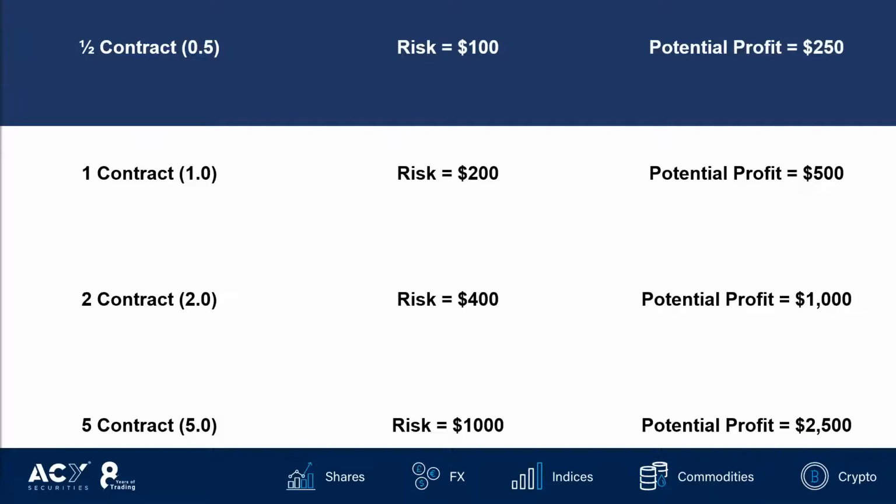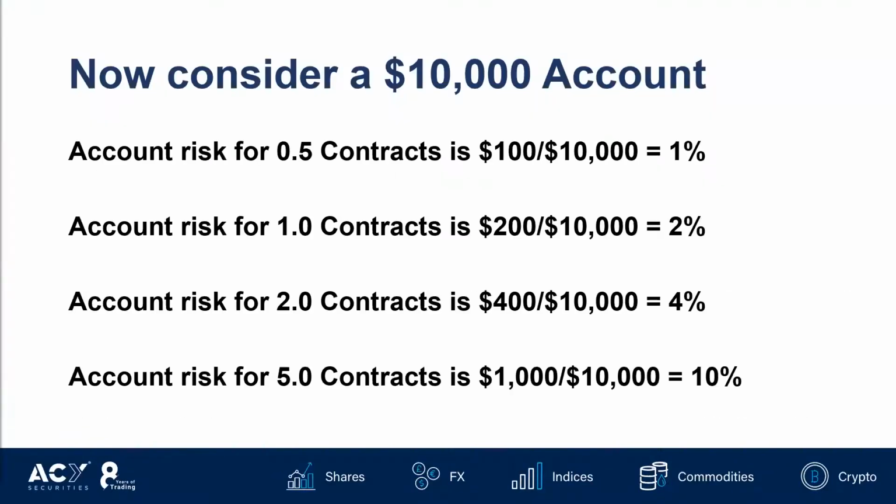Now, if you were to do the same thing again for 2 contracts, it incrementally increases. Eventually, at 5 contracts, we're seeing a risk of $1,000 for that same 10 pip stop loss, but the potential profit of $2,500 for the 20 pip take profit. So then I want you to take into consideration that you have a $10,000 trading account.